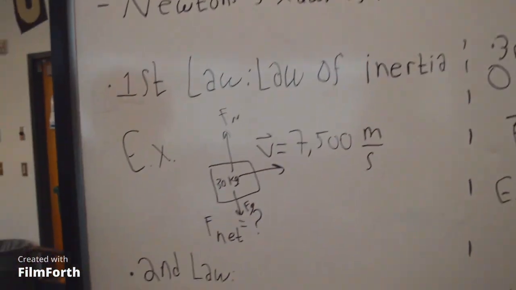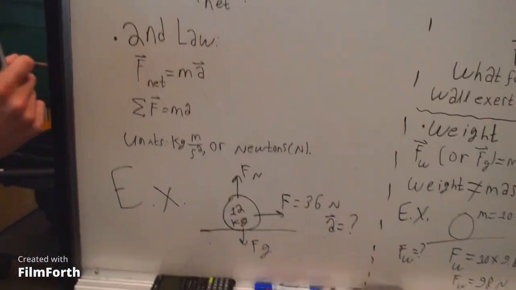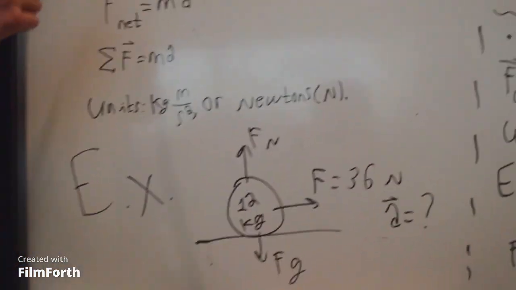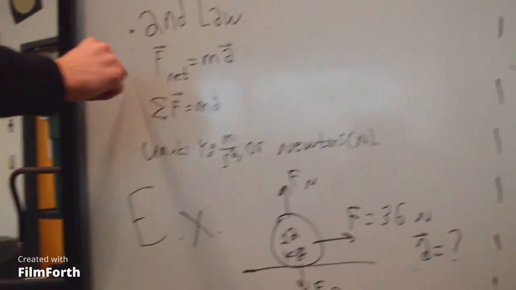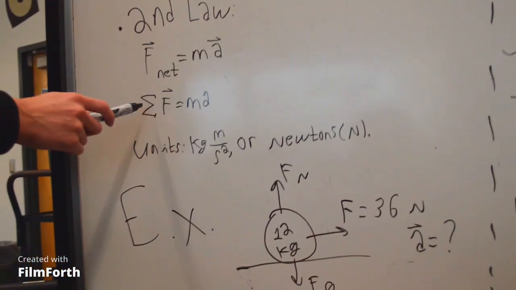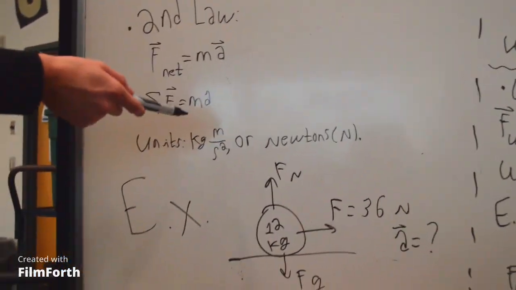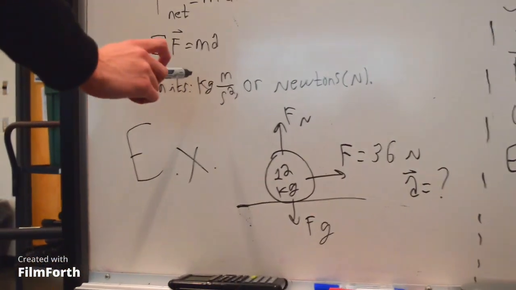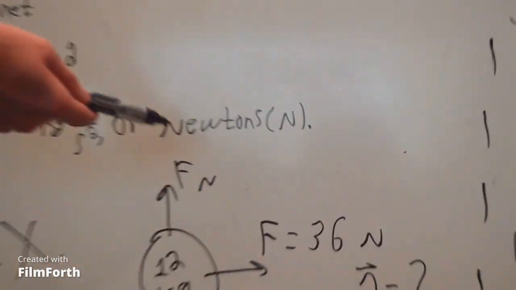Newton's second law, the most famous in physics. For a mass to accelerate, there must be a force acting on it. This is the most famous equation in physics, aside from E equals mc squared. F net equals ma, or this: the sum of all the forces, which is what net force is, equals mass times acceleration. As I stated earlier, the units for force are kg times meters divided by seconds squared, or newtons.